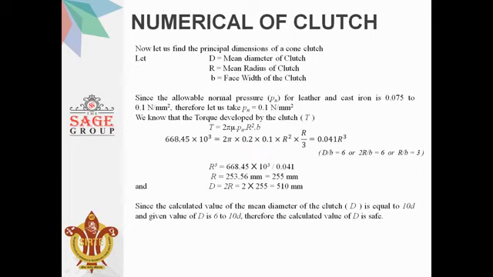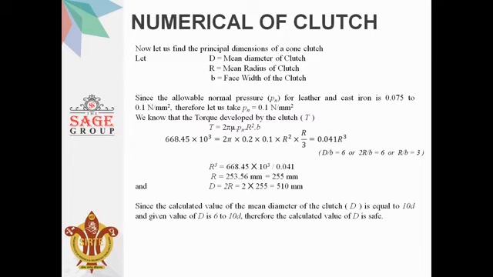Now let's move further. Now let us find the principal dimensions of the cone clutch. Capital D is the mean diameter of the clutch, capital R is the mean radius of the clutch, and small b is the face width of the clutch. Since the allowable normal pressure Pn for leather and cast iron is 0.075 to 0.1 Newton per mm square, let us take Pn equal to 0.1 Newton per mm square. We have taken the normal pressure as 0.1 Newton per mm square.